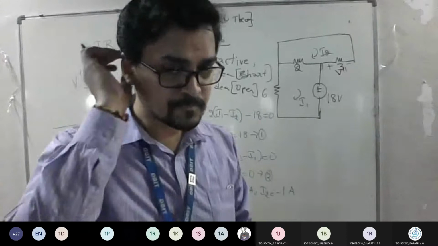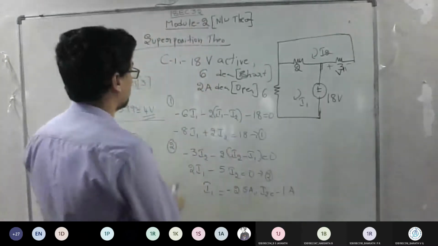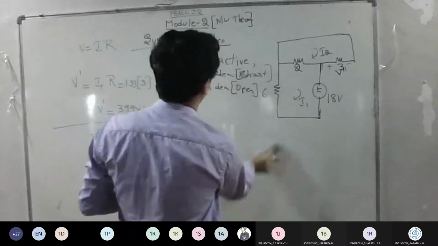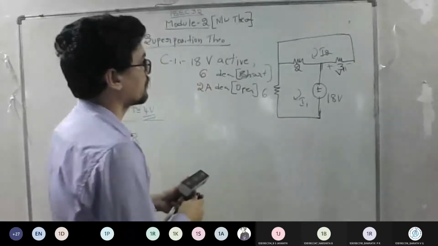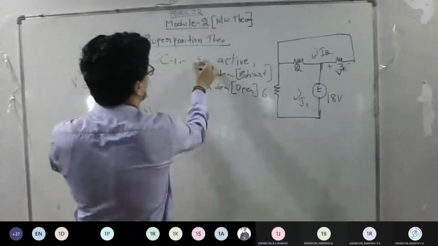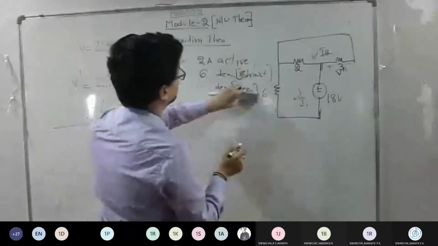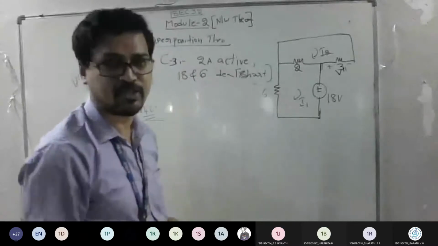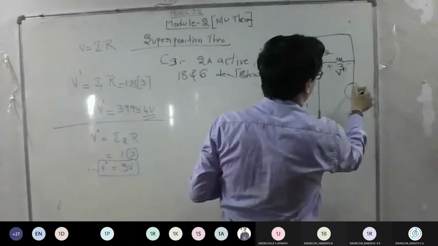Shall we go with the last case? Yes, sir. So what is the last case here? What should you do now? What should be active now? I should take 2 amp as active. This is case 3, 2 amp as active. So you need to make 18 as well as 6 volt deactive, nothing but short circuit. So I'm going to make both of these short and return back your supply.